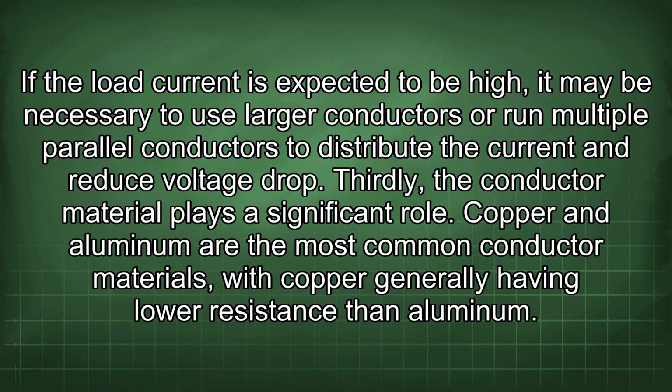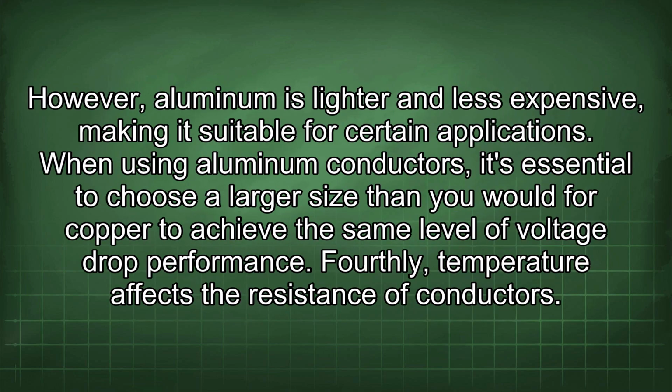Thirdly, the conductor material plays a significant role. Copper and aluminum are the most common conductor materials, with copper generally having lower resistance than aluminum. However, aluminum is lighter and less expensive, making it suitable for certain applications. When using aluminum conductors, it's essential to choose a larger size than you would for copper to achieve the same level of voltage drop performance.